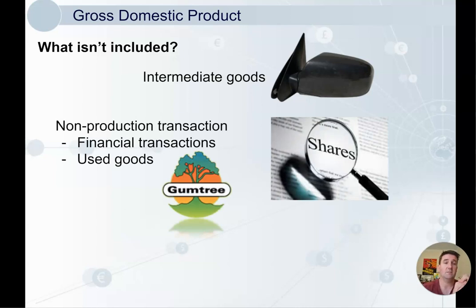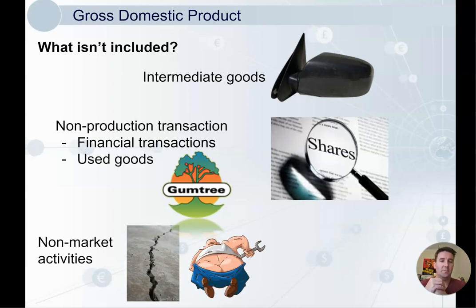Non-production transactions. So financial transactions. So if you buy shares in a company, yes, you're spending money, but you're not buying a good. A share in a company is not a good. It's not a service, so it doesn't count. And any used goods. We sort of talked about this before. Buy something off Gumtree that someone has owned before. It counted to GDP the first time it was sold. It does not count this time.